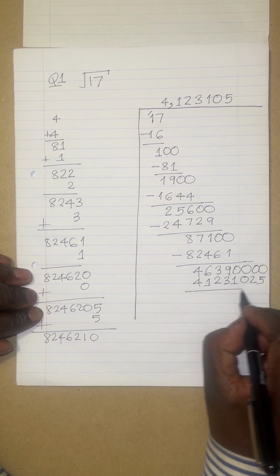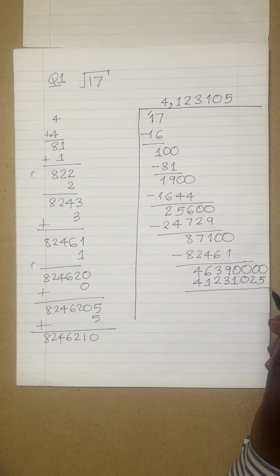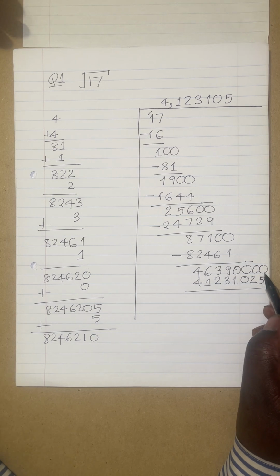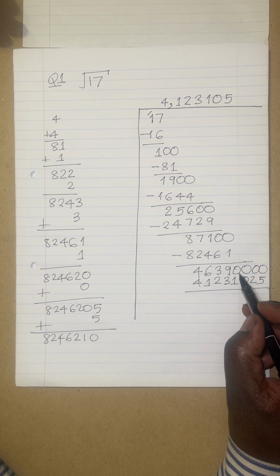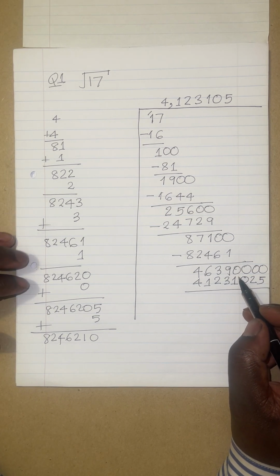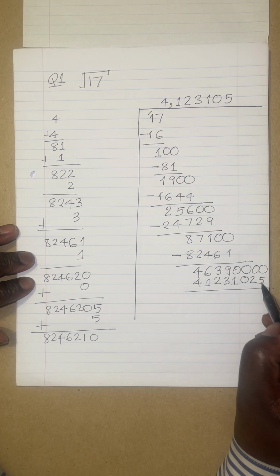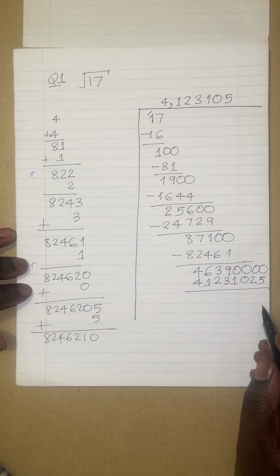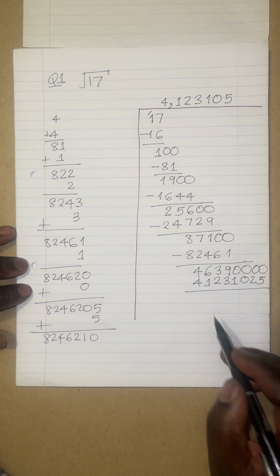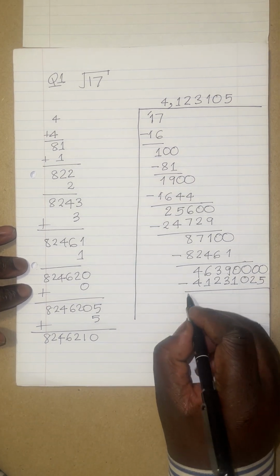See, 41 works because it's close enough to 46 and 46. This is actually 46,390,000. So this is 41,231,025. So that's fine. Now you can proceed, continue in the same fashion, subtract and carry on.